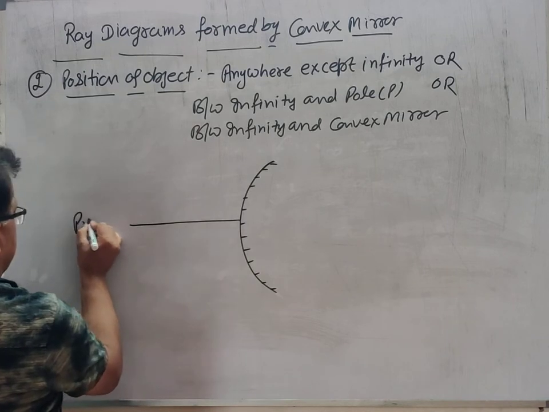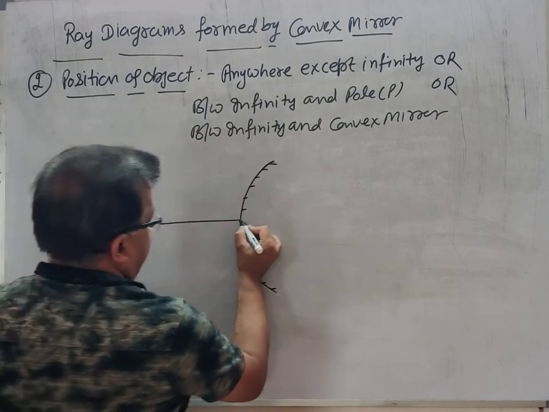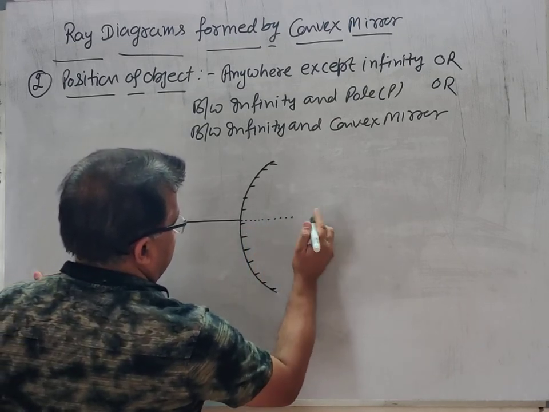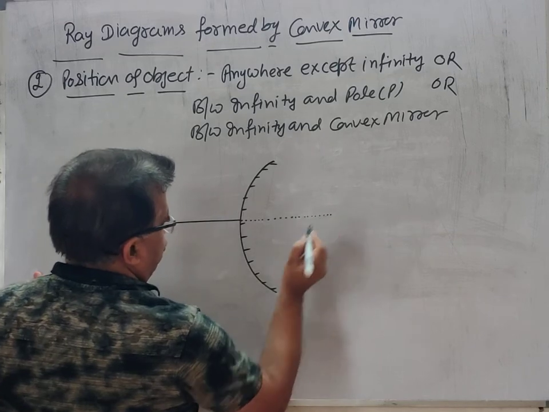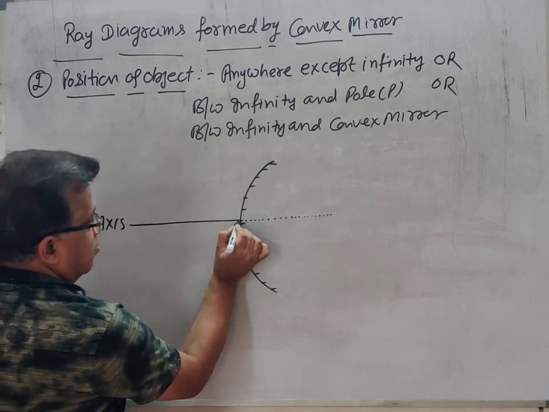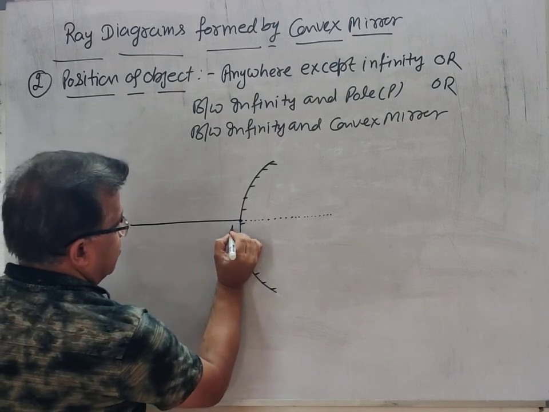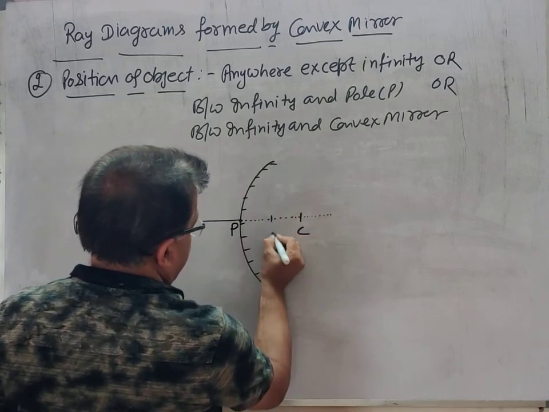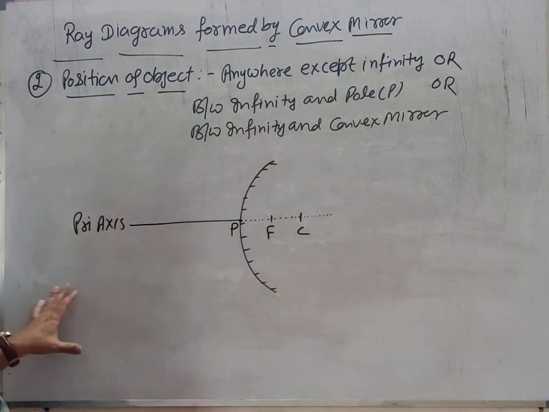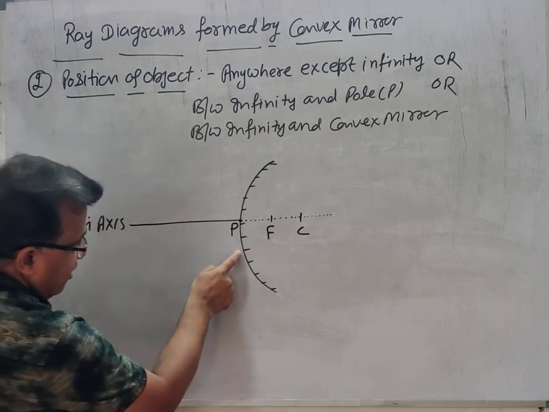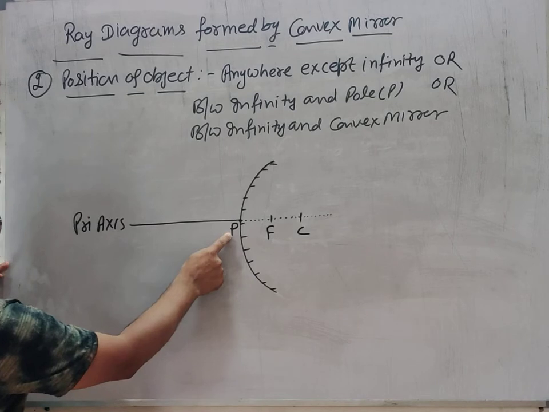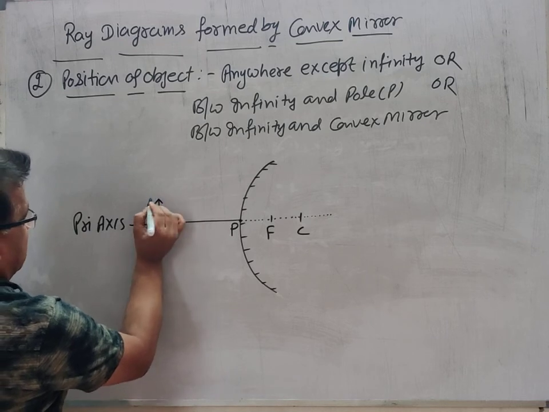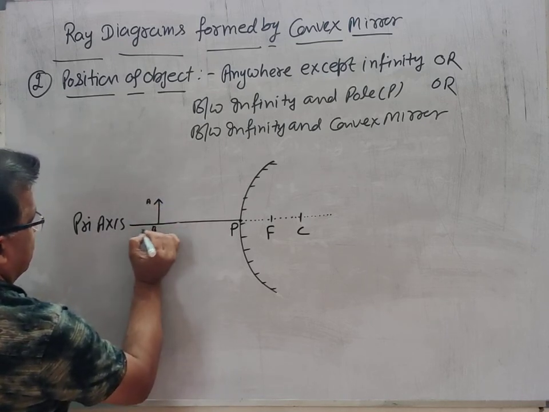It is principal axis, which we will pass on the other side also. Straight, it should be straight. You will use a scale. This is principal focus, and approximately in the center it is center of curvature, and in middle of them is principal focus. Object is anywhere between convex mirror or pole and infinity. So you can show object anywhere. This is object which is A, B.